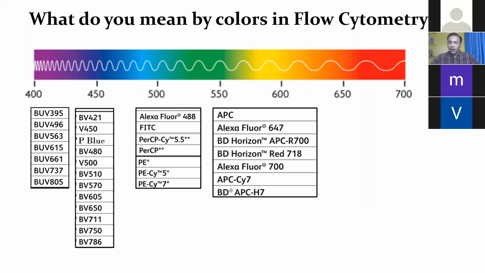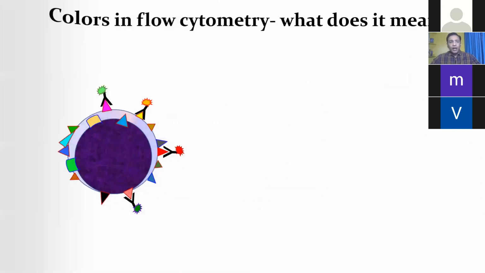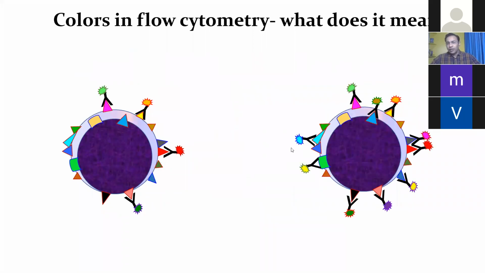So color means the number of fluorochromes we can use in our flow cytometer. If I say 8-color flow cytometry, that means 8 fluorochromes I can put at a time, and I can analyze 8 antigens at a time on a single cell. That is how we interpret the color flow cytometry. Now, during analysis, we see different colors. So if I say 4-color, that means in a single cell I have put 4 antibodies with 4 different fluorochromes. But when I say 10-color, that means I put 10 antibodies with 10 different fluorochromes, and these cells we evaluate in our flow cytometer and analyze them for different markers.